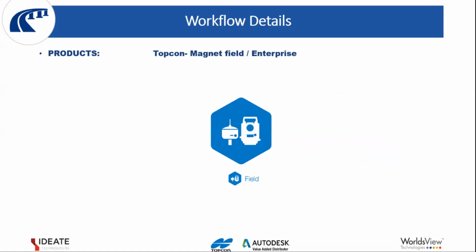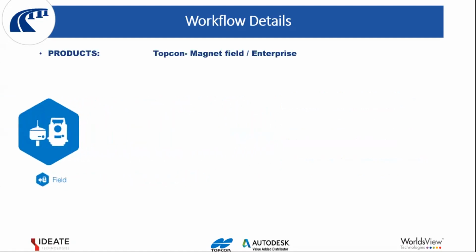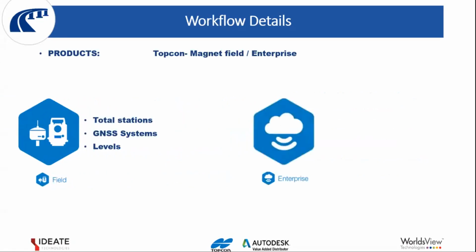Magnet Field is a very powerful software that is used to collect survey data and perform construction and road layout using total stations, GNSS receivers, and levels. And Enterprise is used to connect field to office and send data and get results in real time.